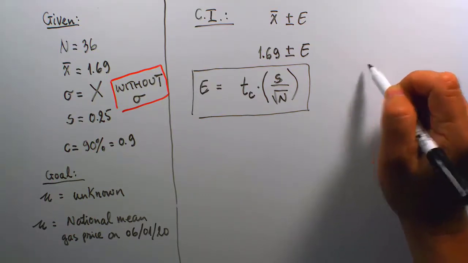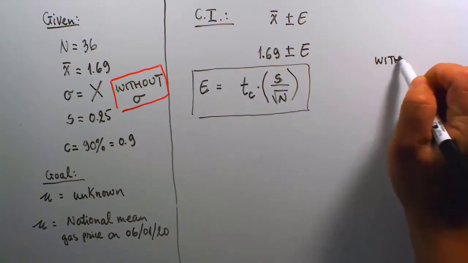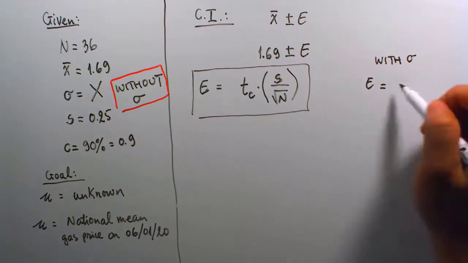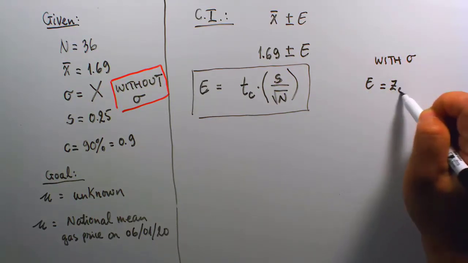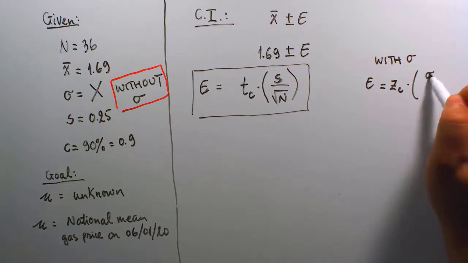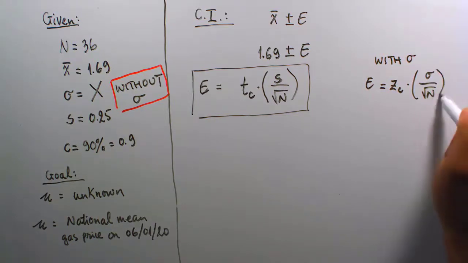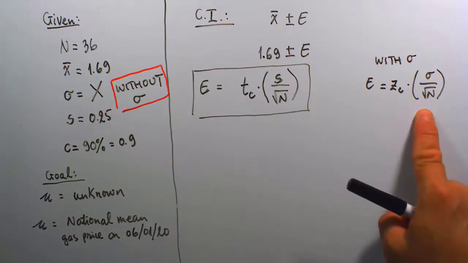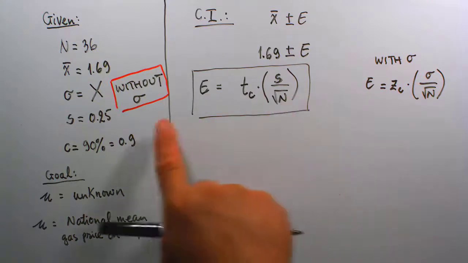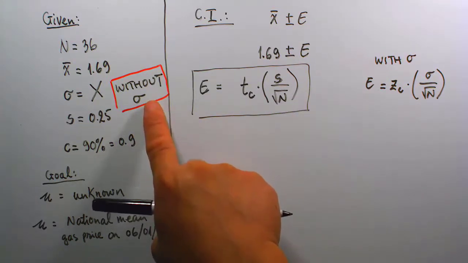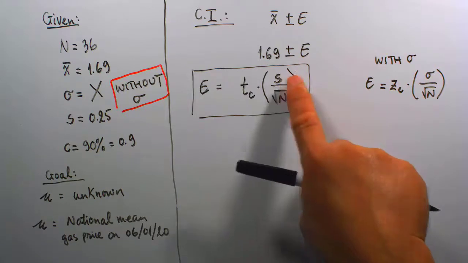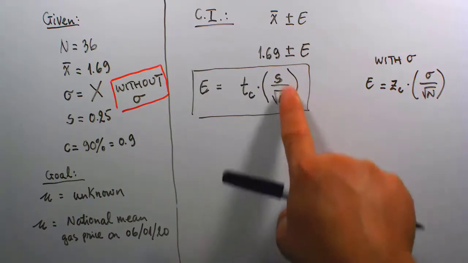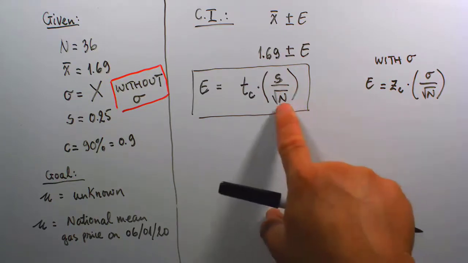So if we had sigma given, then the margin of error would have been using this formula, Z sub C multiplied with sigma over square root n. And I remind anyone viewing this video about this formula we finished using throughout example 1. But now in our case here, when we're working without sigma, S is playing the role in place of sigma. We're still dividing by the square root of n. That's the similarity between the two.